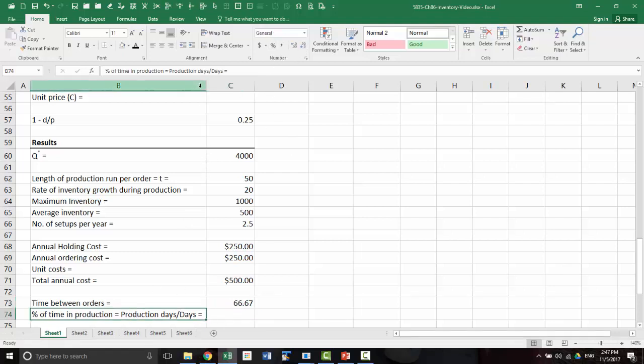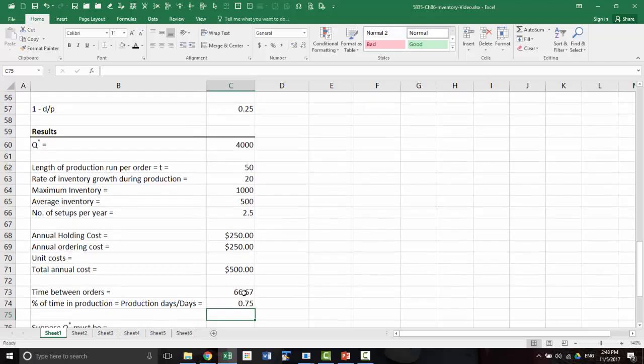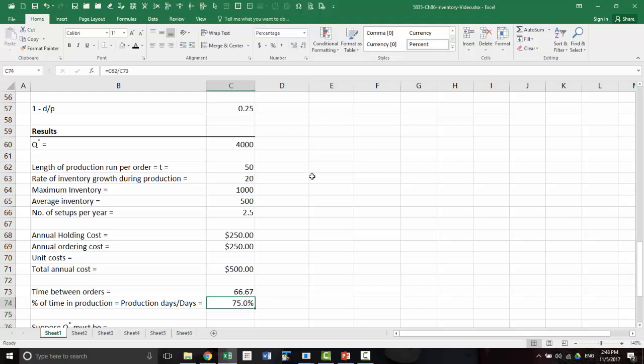Now what is the percentage of total time? This is the time between orders. What percentage of this time will we spend producing? Percentage of production time. So production time, we already computed it to be that. So that divided by that will give you the percentage of time we'll be producing this product.